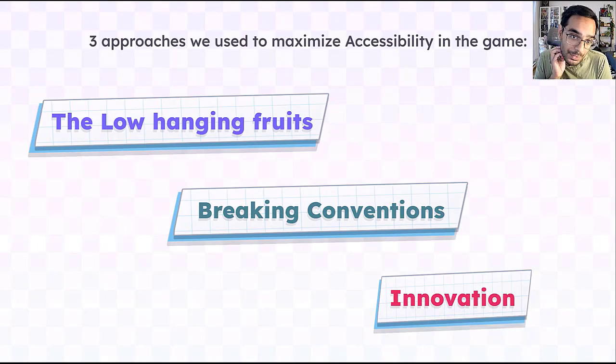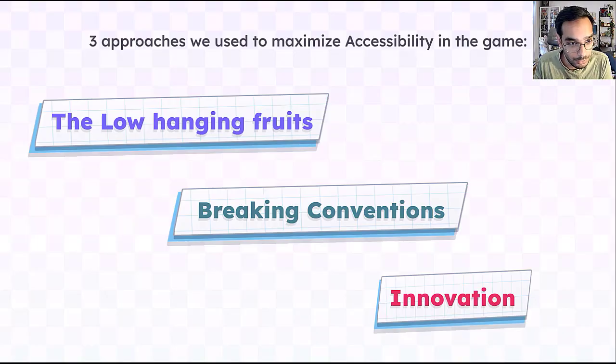And finally, there is accessibility through innovation, meaning it's about designing brand new features, and through them we can reach new accessibility potentials that we didn't think about. You can also see those as layers, and the deeper you go, the more accessibility you can unlock, but it also means they are harder to implement.